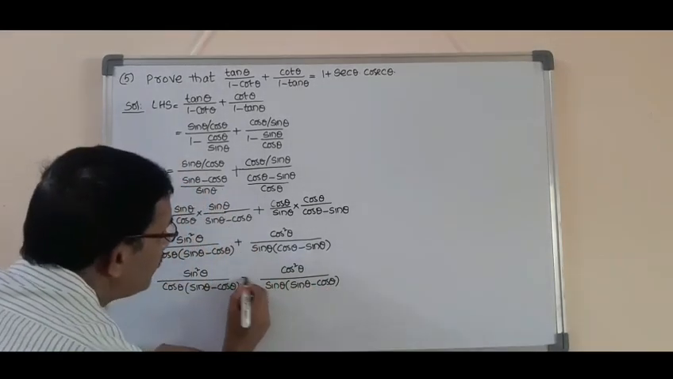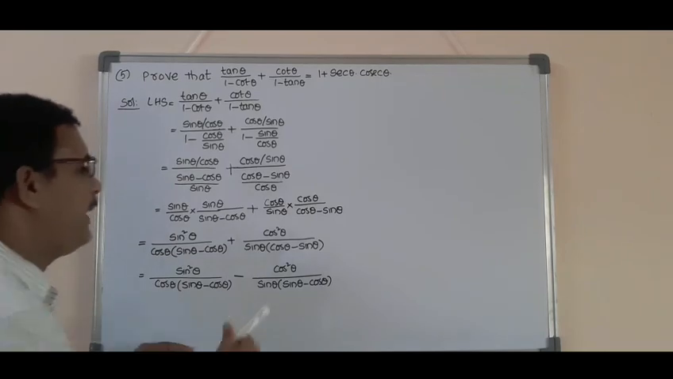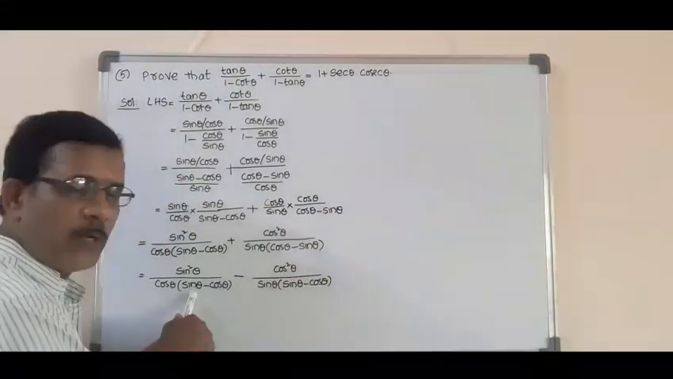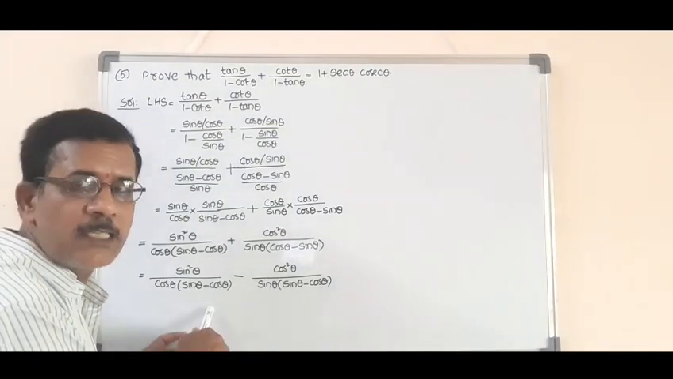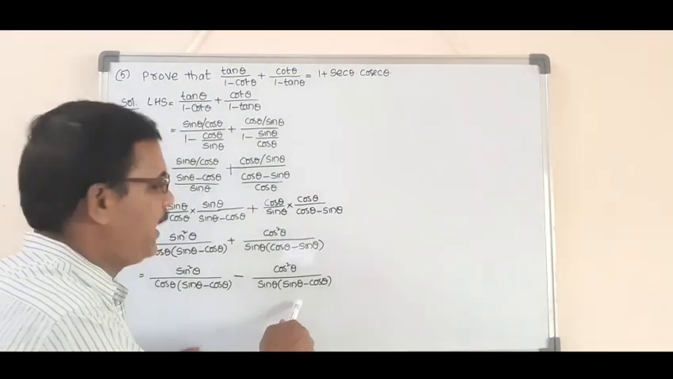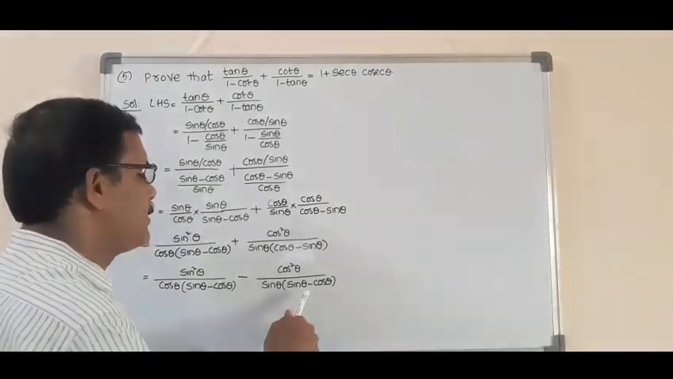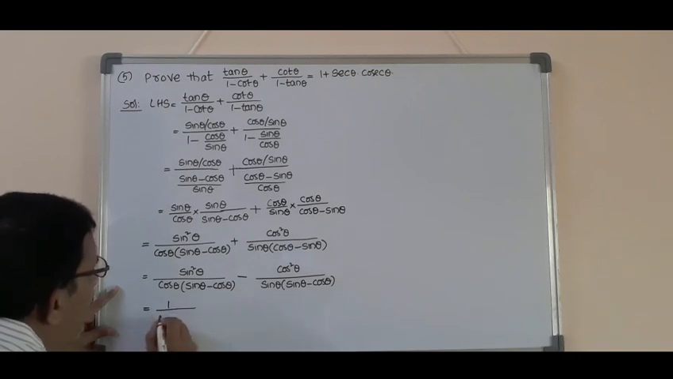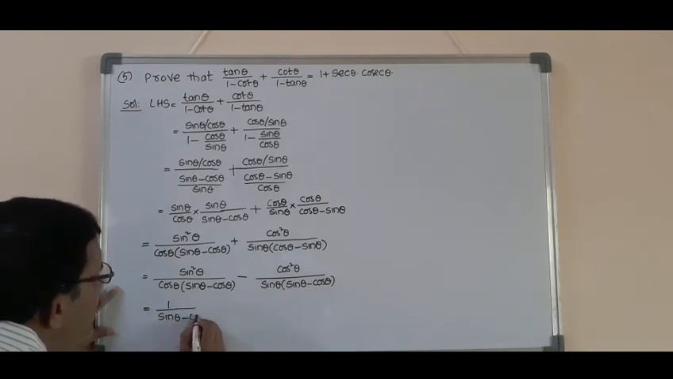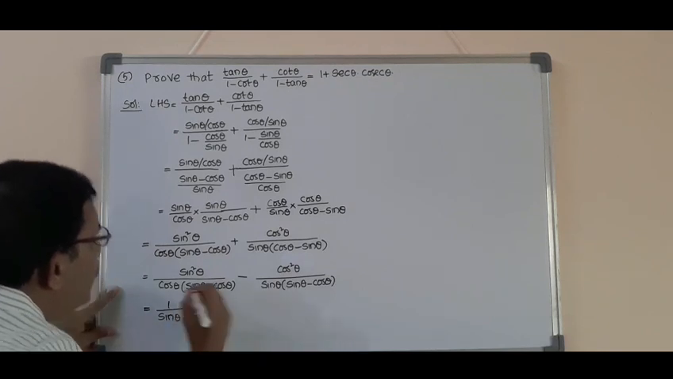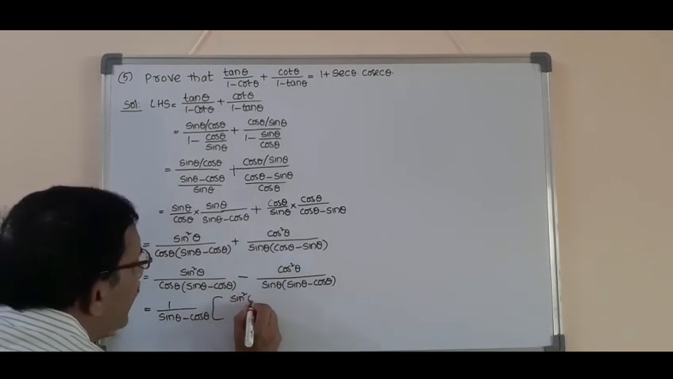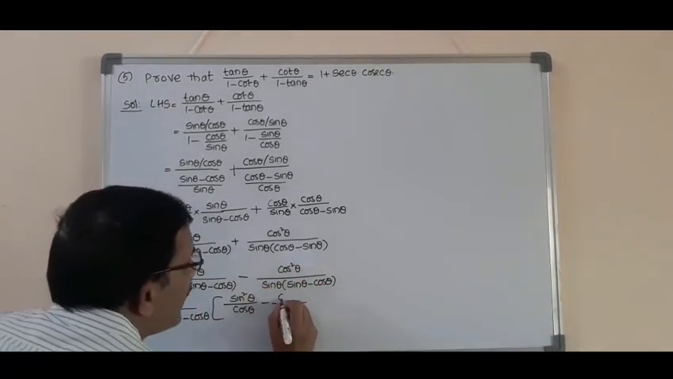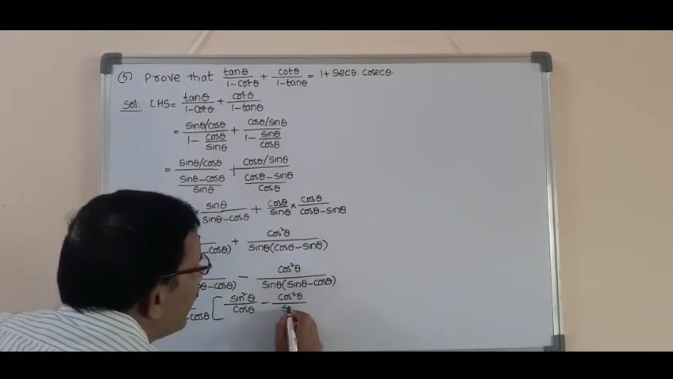Then here plus sign will become minus. Why are we writing this cos theta minus sin theta as sin theta minus cos theta? Here in the first expression in denominator we have sin theta minus cos theta. In the second expression also in denominator we have sin theta minus cos theta. So to take common, it is in denominator. So 1 by (sin theta minus cos theta) common. Now left sin square theta by cos theta minus cos square theta by sin theta.